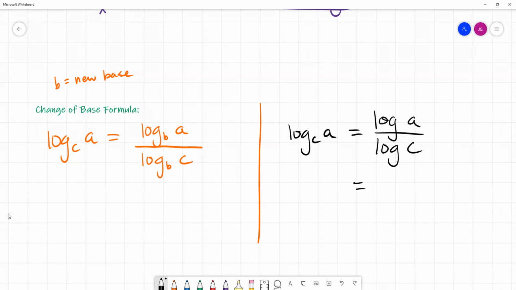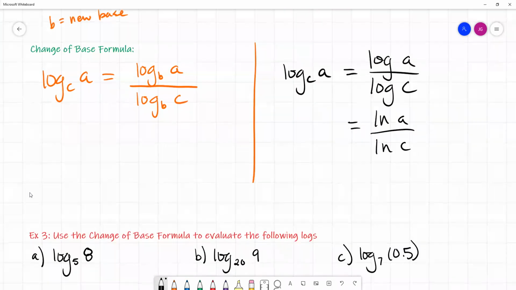Equivalently, and you'll get the same answer if you do it this way, I can do natural log of a over natural log of c. This is pretty much the same thing as this right here. It's just now I've specified that I don't really care for any other value of b aside from 10 and e, the number e. And so that's going to be a lot more useful to us when we put this in our calculators. Let's see what all this means in an example.